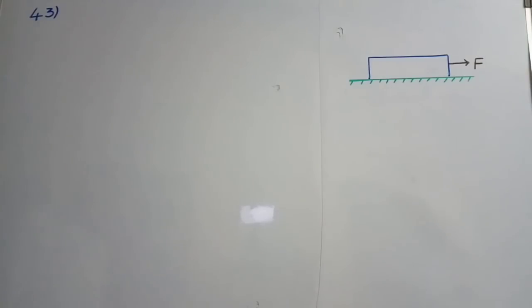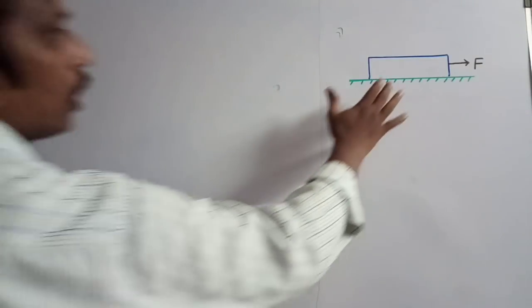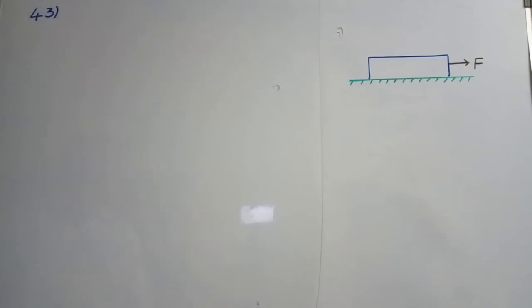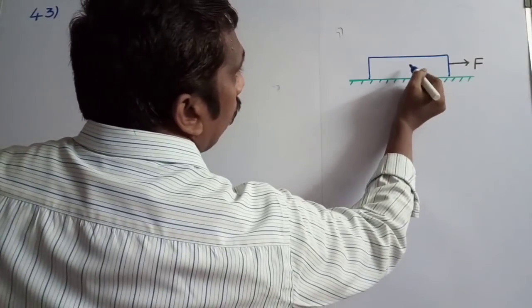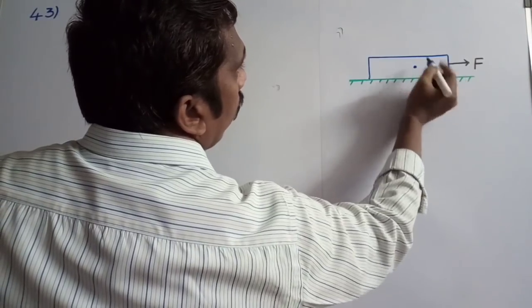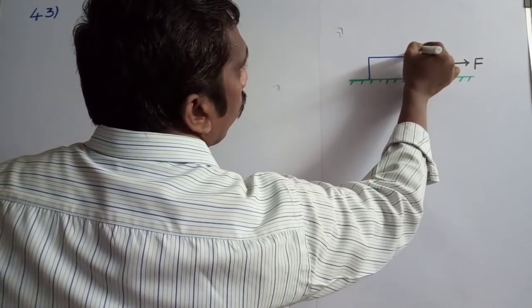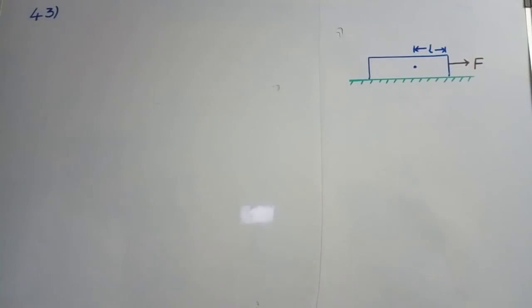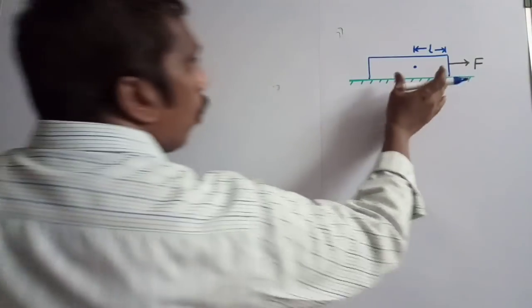According to the problem, a rope of length L is kept on a frictionless horizontal surface and it is pulled by a force F. In this problem, we have to calculate tension at a point small l from this end here. Small l, we have to calculate tension at that point. So to calculate tension at a point, you draw the free body diagram.